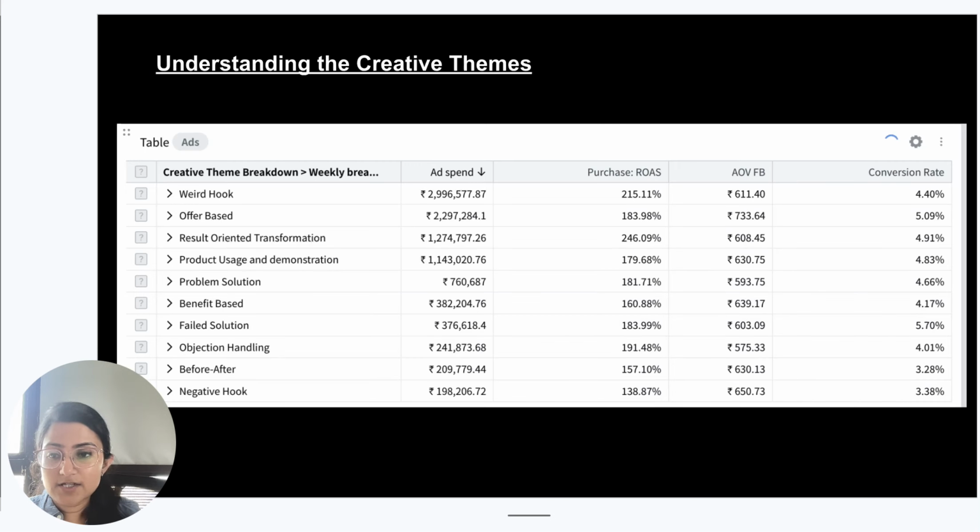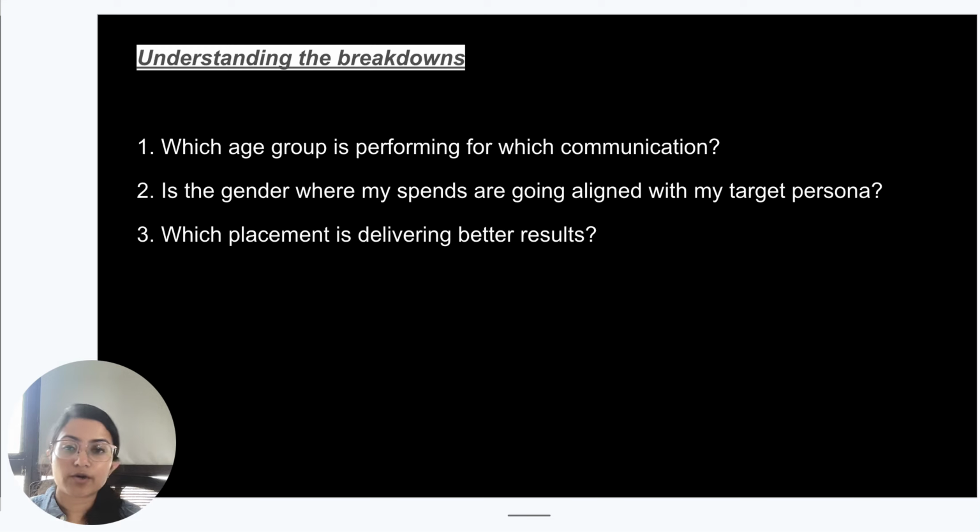Next, once you're having a look into your creative themes, it's also important to look into the different kinds of breakdowns available in the Meta dashboard itself. So I usually look into metrics like gender, age, and placements. If I see that a particular age group is actually performing well, I won't start launching creatives into that particular age group only.